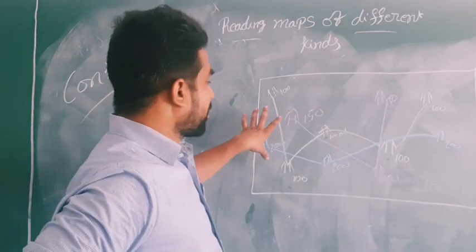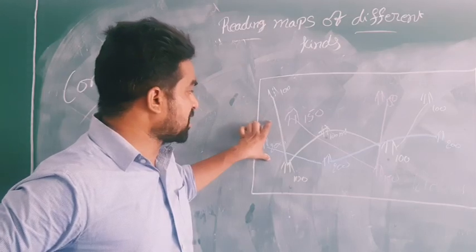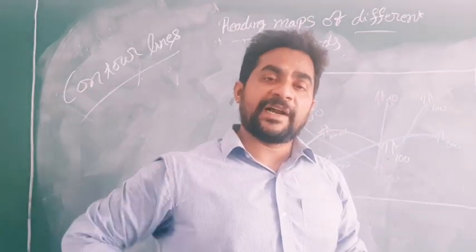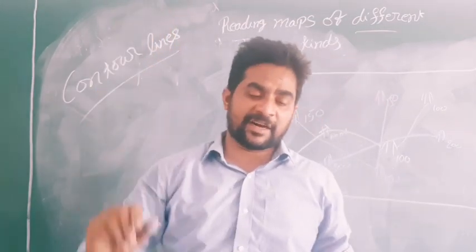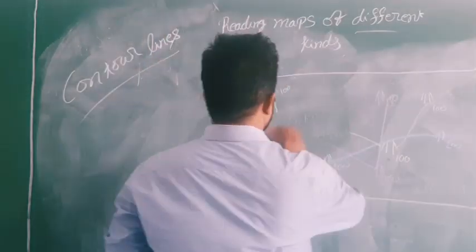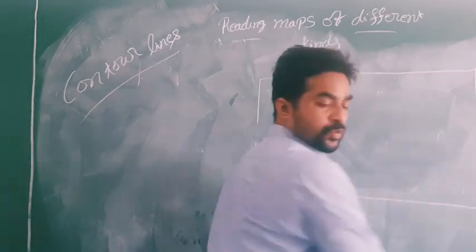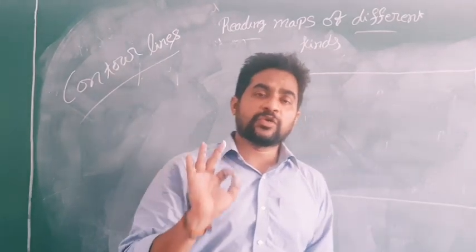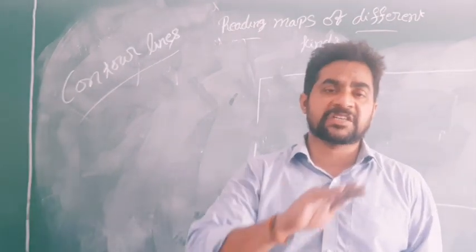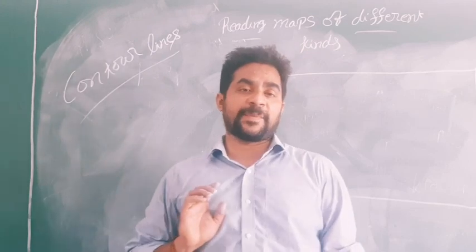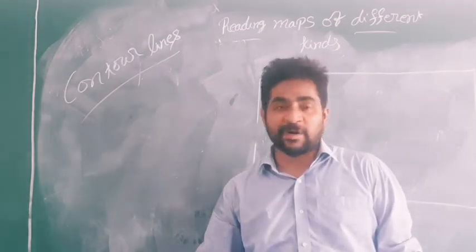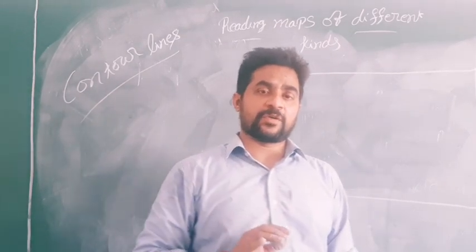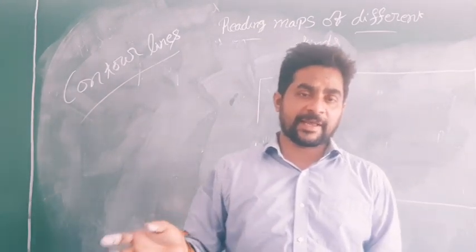For what purpose are we drawing these lines? If we draw contour lines between one area and another, we can understand the height of the area. So what is the use of drawing contour lines? Contour lines are drawn to know the height of a place, what the slope of the area is, and how much slope can be found between one area and another.